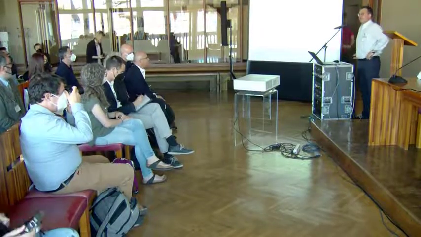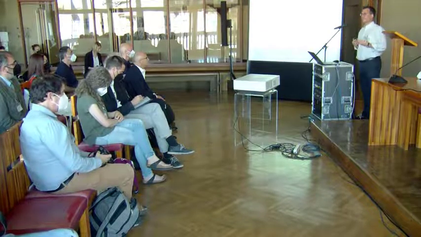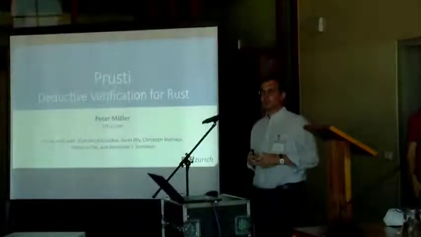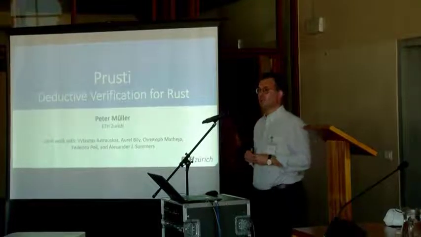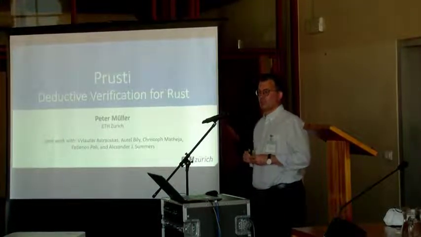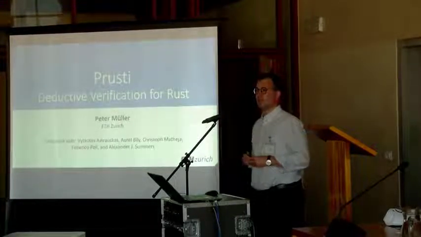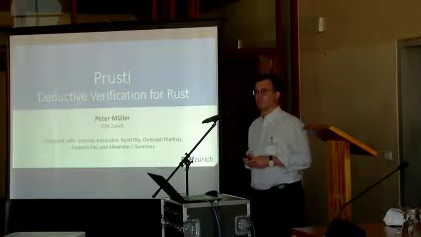A couple of talks earlier today were about how we can reason about code that provides less static type information. We heard about Hack, we heard about Python. So I'm going to do the opposite. I'm going to talk about reasoning about code that provides more static type information or stronger static type guarantees in the Rust programming language. I'm going to do this in the context of deductive verification, but I think some of my key messages apply equally to static analysis and in particular abstract interpretation.